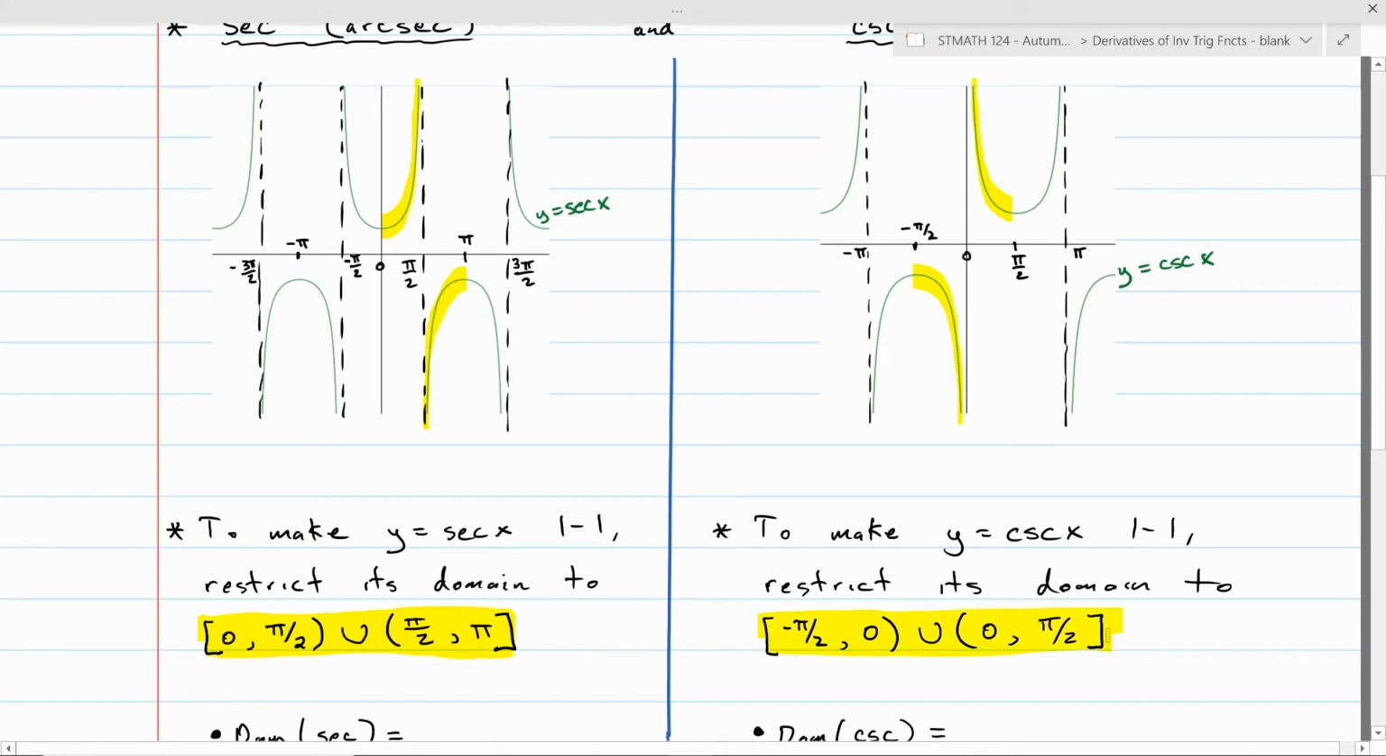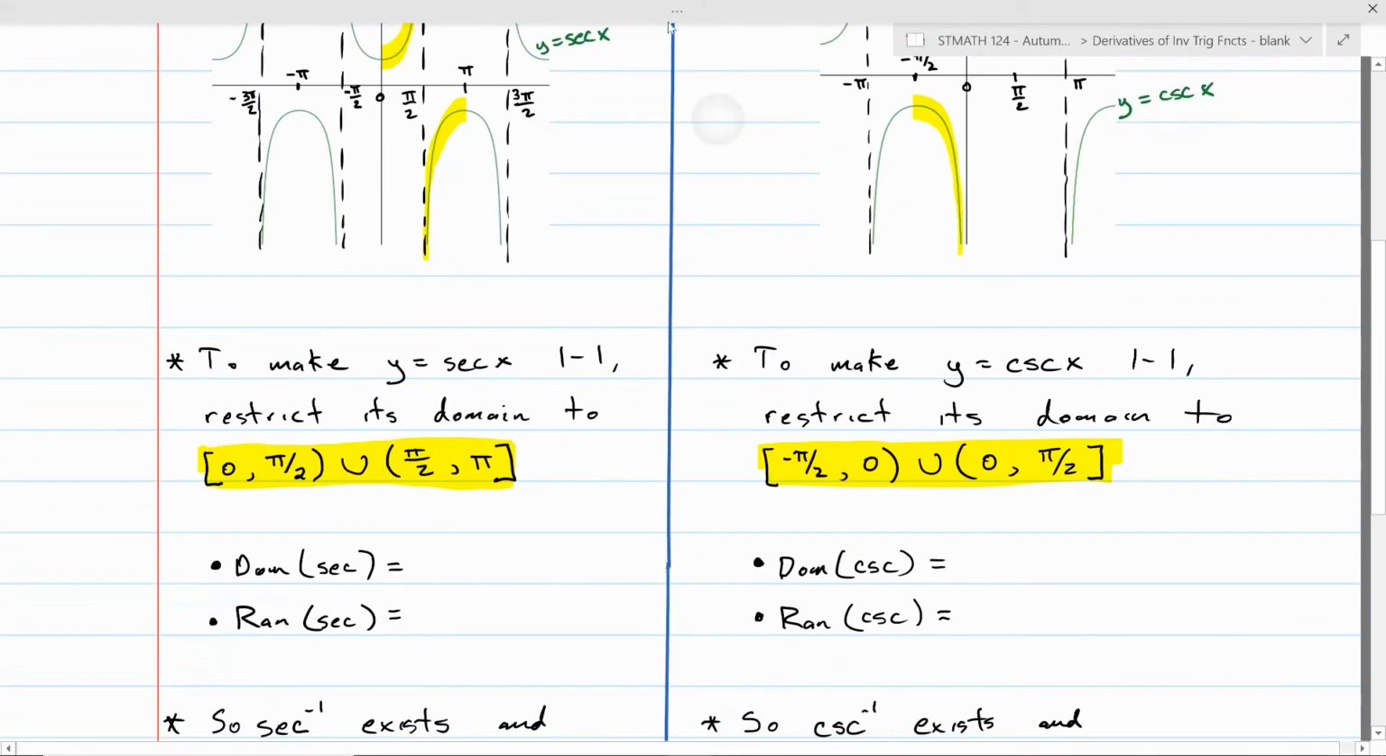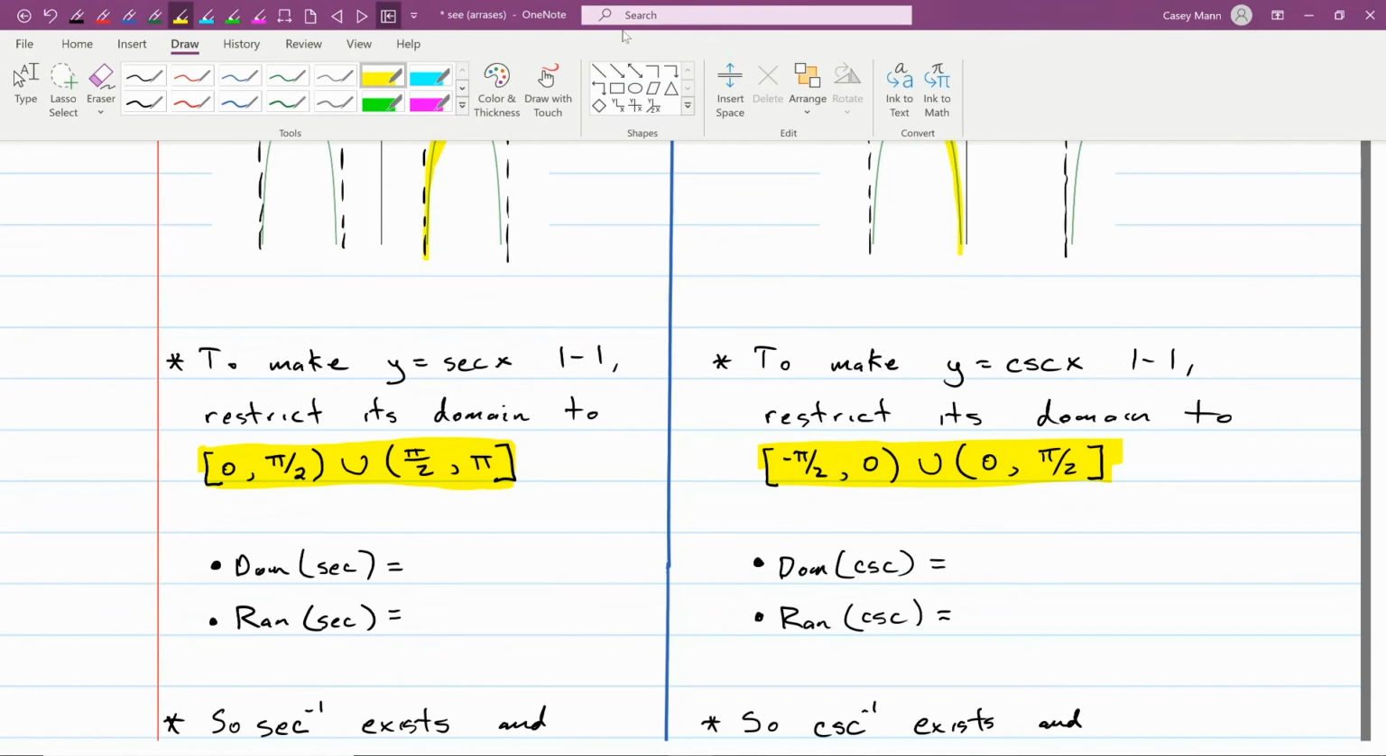The whole point of making that restriction is just to get the one-to-one functions, and then summarizing what their domain and ranges are here.